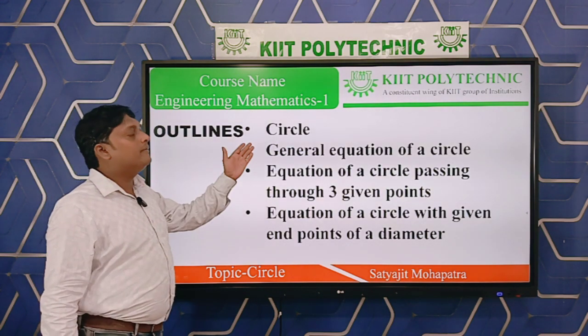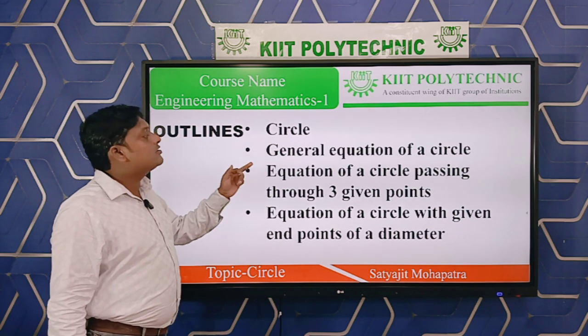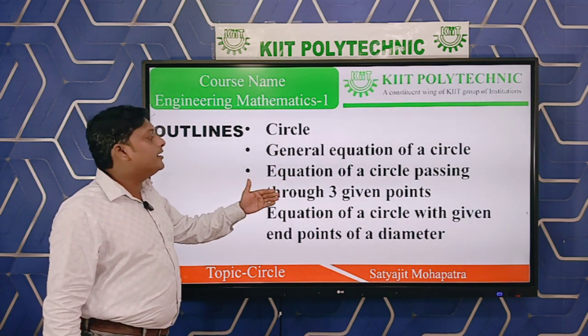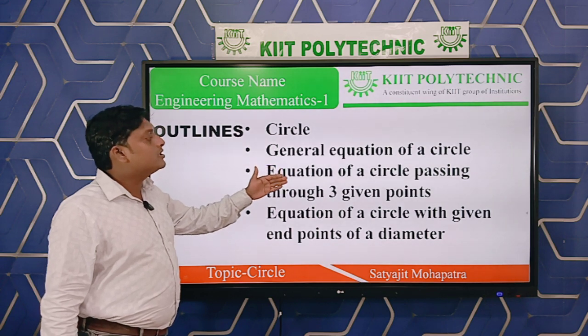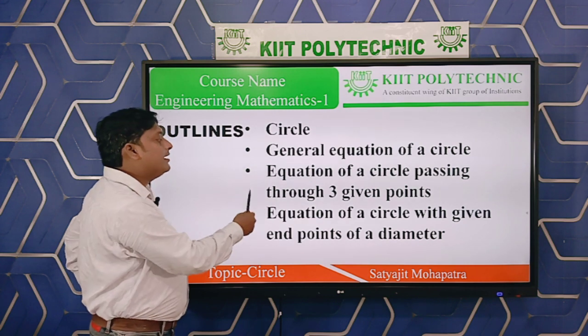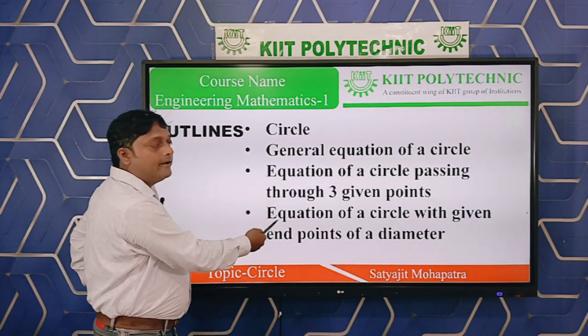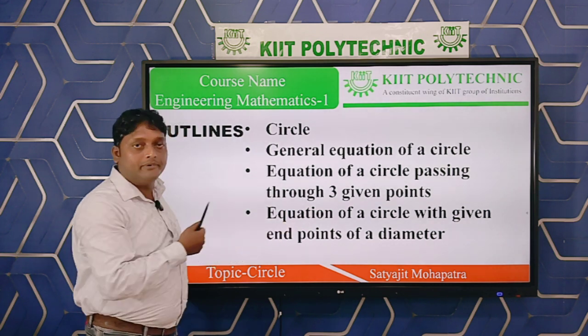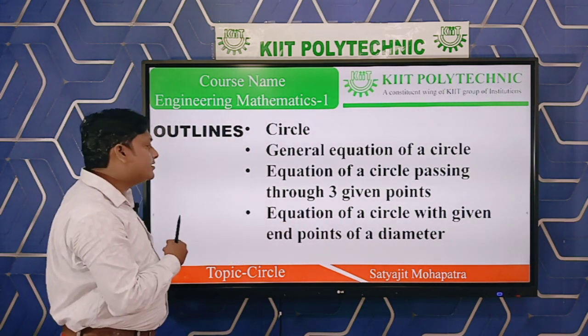First we will study about circle, what is circle. Next we will go for the general equation of a circle. After covering that, we will shift to the equation of a circle passing through three given points. Next, at last, we will do how to find the equation of a circle with given end points of a diameter. Okay, come to the next slide.